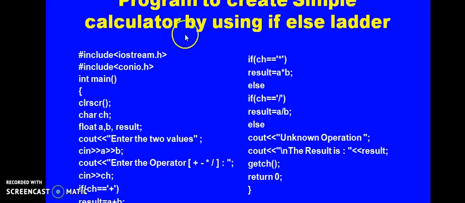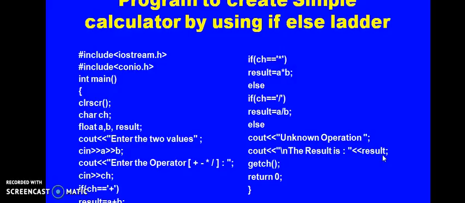For example, this is a program to create a simple calculator by using the if-else-if ladder. In this program, we are using two variables a and b, and we are taking a character input from the user, in which we will store a symbol, that is plus, minus, star or divide. Based on the input, either a plus b will be assigned to result, or a minus b, or a star b, or a divided by b, and then we will get the result.